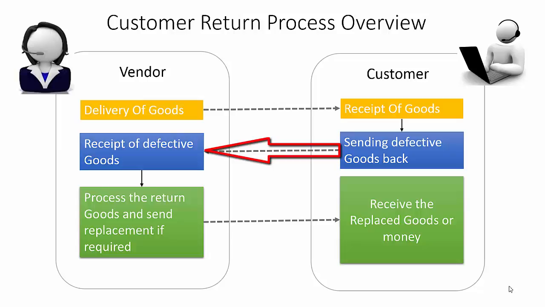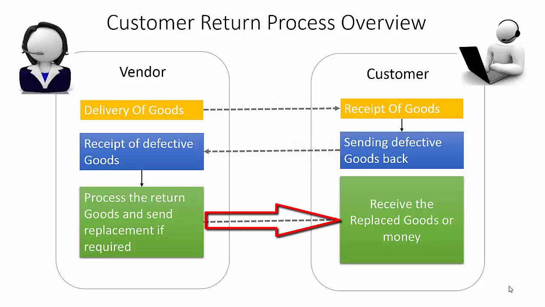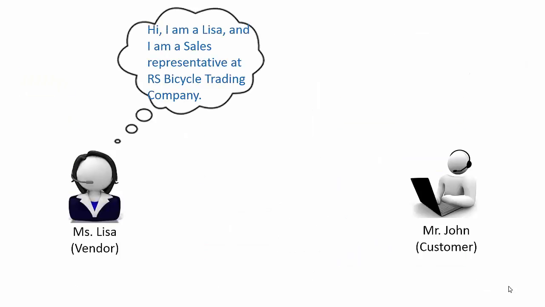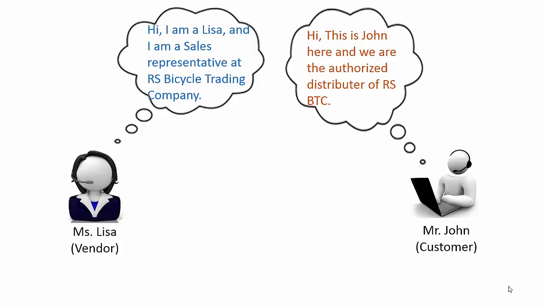The vendor will review the defective goods and may send new goods as a replacement for the defective goods, or may credit the customer account. Let us go through the simulation of the customer return process. Miss Lisa is a sales representative at RSBTC and Mr. John is working as a purchase manager for one of the authorized distributors of RSBTC. So John is representing the customer and Lisa is representing RS Bicycle Trading Company as a vendor to John.